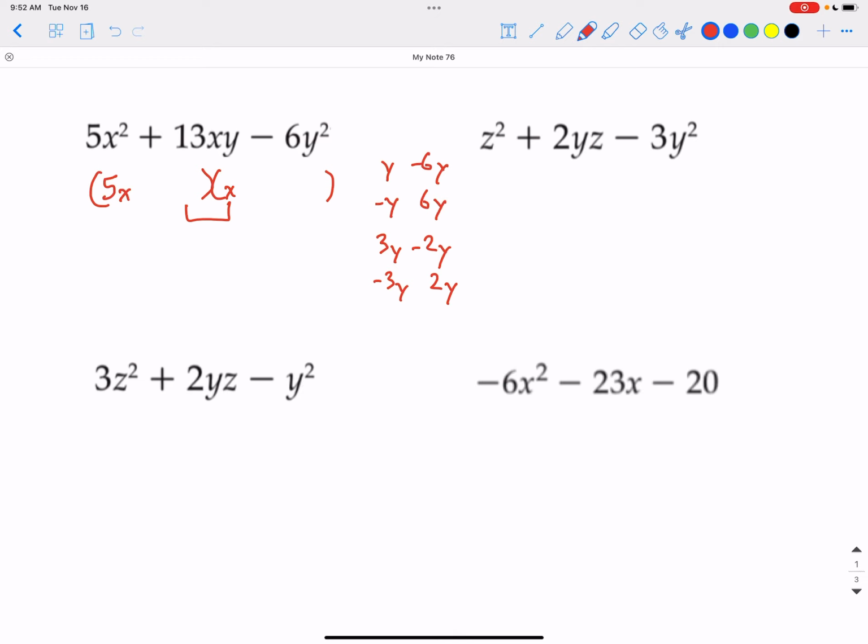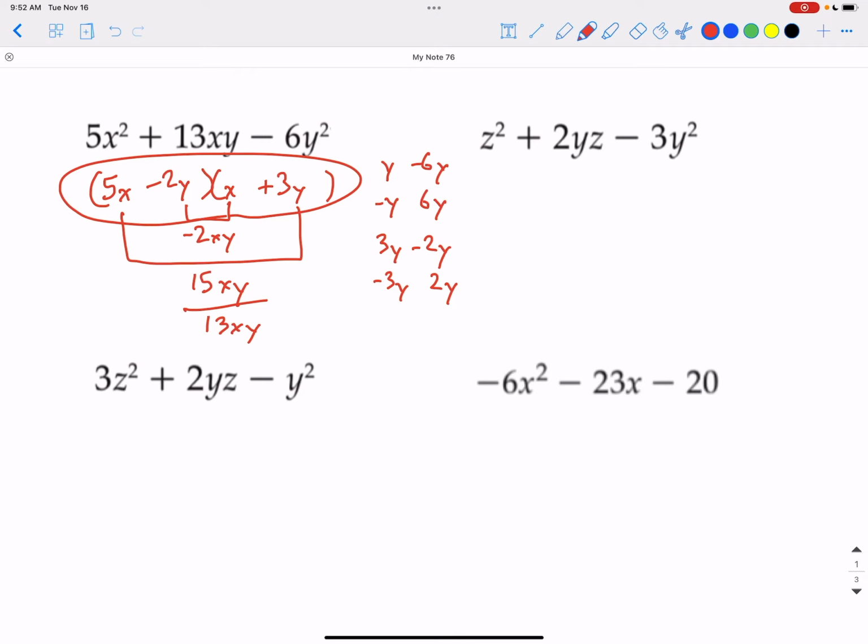So we can use positive 3y over here and negative 2y over here. That gives me negative 2xy as my inside terms, positive 15xy as my outside terms, and that does add up to 13xy. So I do have it correctly factored.